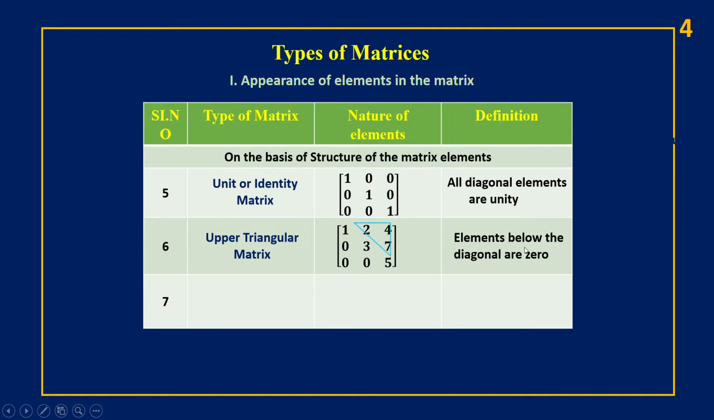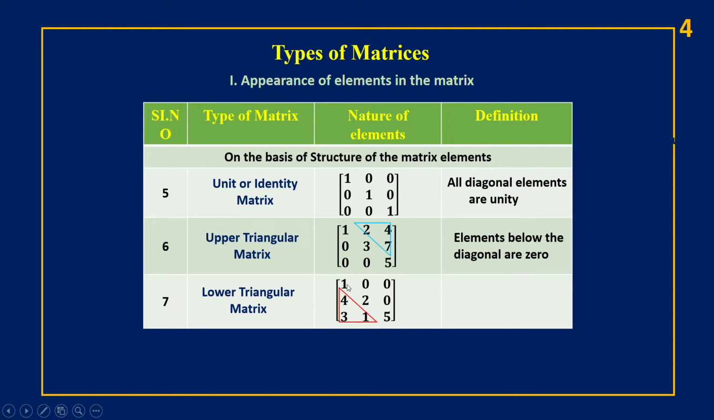So elements below the diagonal are 0. Above the diagonal, the element values will be there. That is the upper triangular matrix. And a lower triangular matrix is a matrix in which lower triangular elements are there, that is, below the principal diagonal.